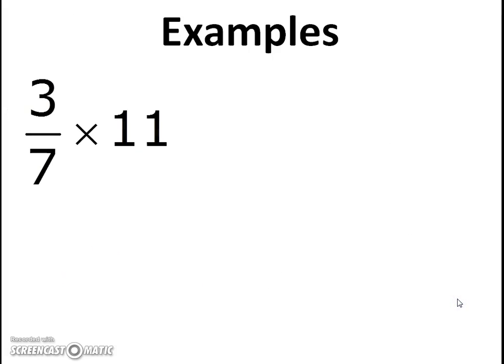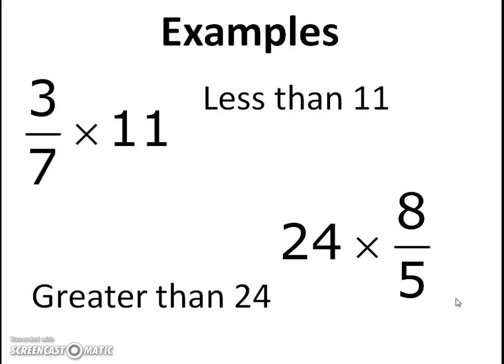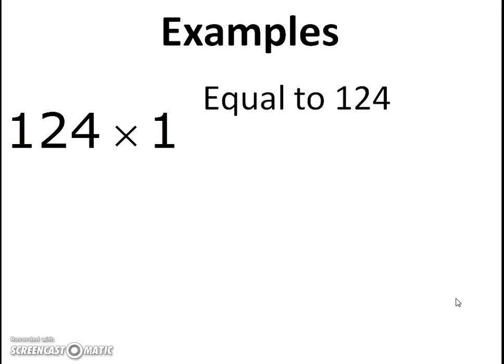Examples. 3/7 times 11 is less than 11 because 3/7 is a proper fraction that is less than 1. 24 times 8/5 is greater than 24 because 8/5 is an improper fraction that is greater than 1. 124 times 1 is equal to 124 because when you multiply by 1, your product is equal to the original factor.